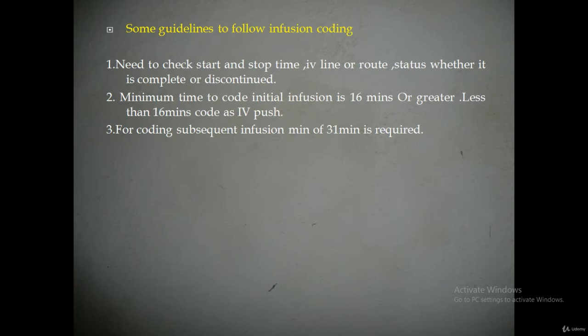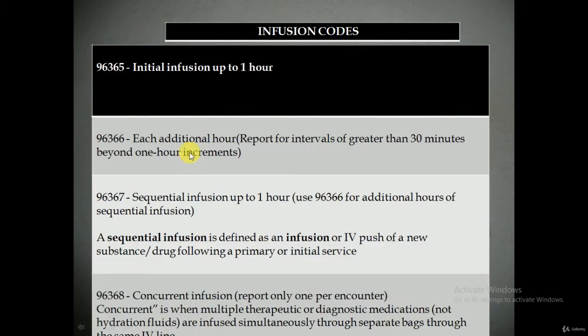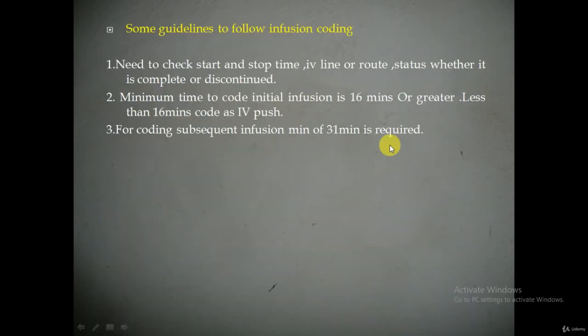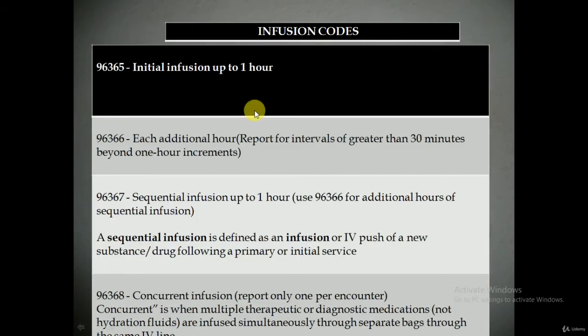Suppose the initial service is running from 7 to 7:16, that means 16 minutes, so we can code the initial infusion. If it is running less than 16 minutes, we should not code it as infusion, that is, we should not code 96365. Instead we will code it as IV push. This we will see in later sessions. For the subsequent infusion we need 31 minutes. That is for the additional hours, as we have seen, we should report this for greater than 30 minutes, so minimum 31 minutes. For the initial we need 16 minutes.